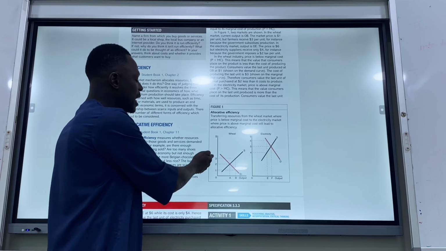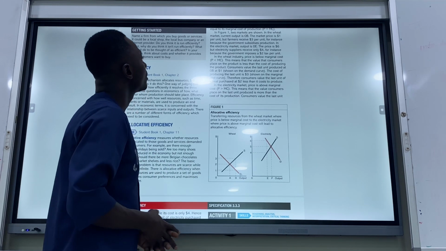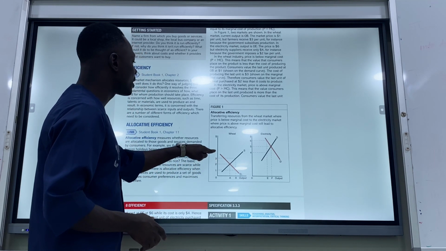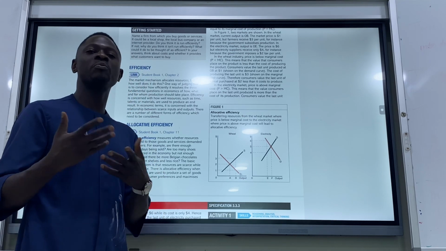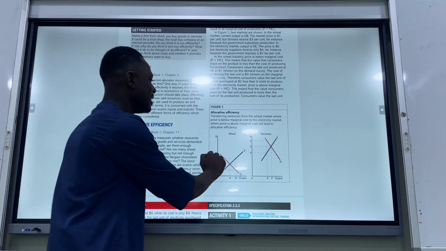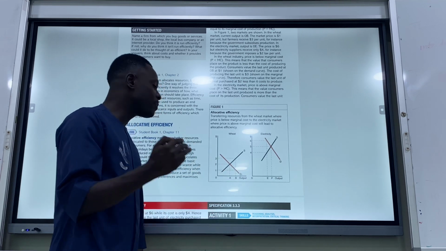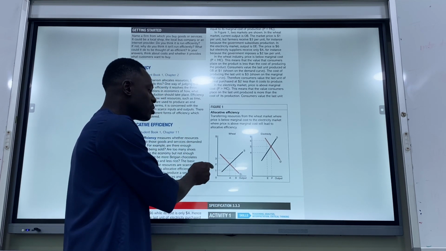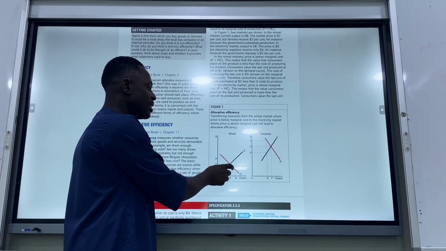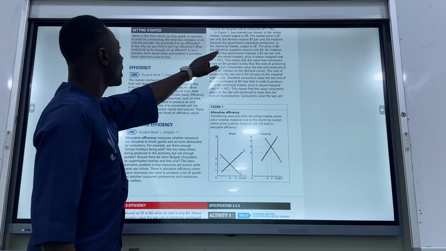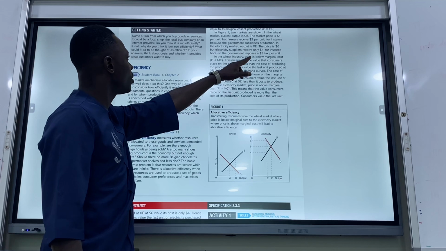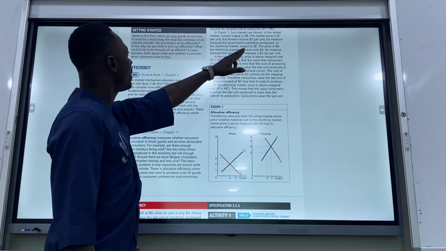So here the highest price is $3. Because if the highest price is $3, it means the wheat suppliers will be willing to produce more, and that will bring about the excess supply. But the lowest price here is 1, and if consumers are willing to pay 1, it means there will be excess demand.